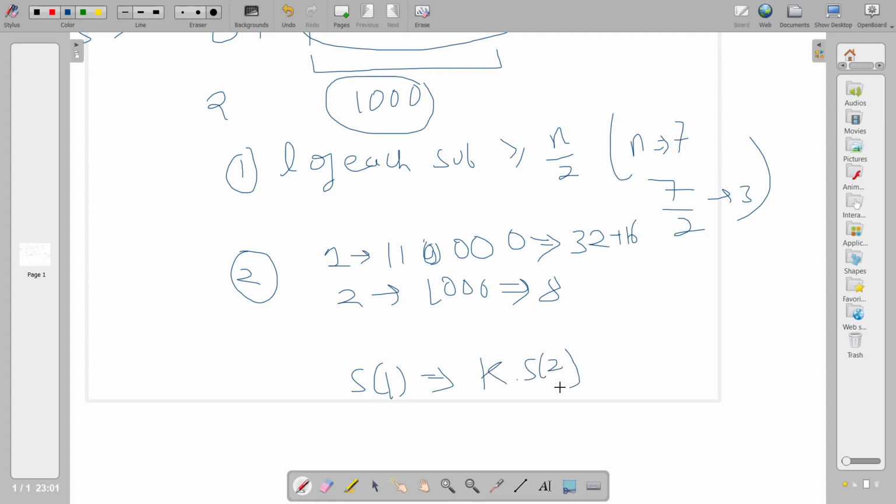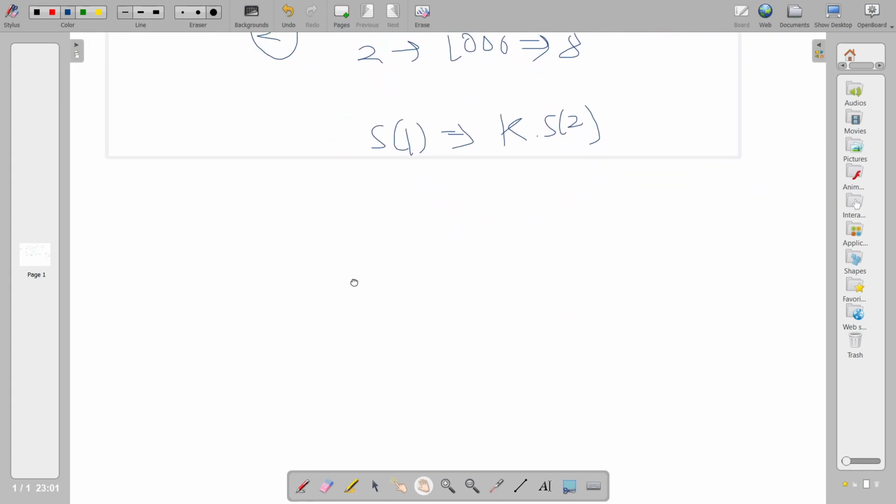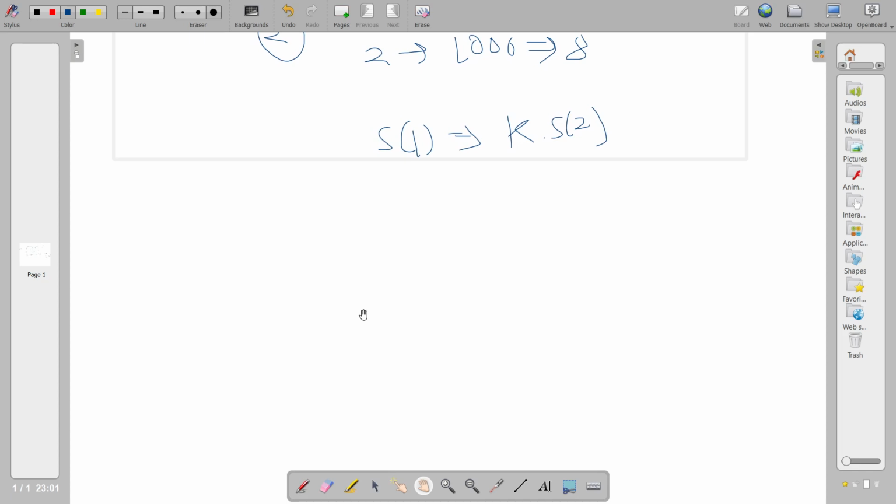Okay, so this is the problem. You have to pick two substrings having length greater than or equal to n by 2, and the first substring should be a multiple of the second after you convert them to their binary representation. So how do we solve it? It's an observation based problem.